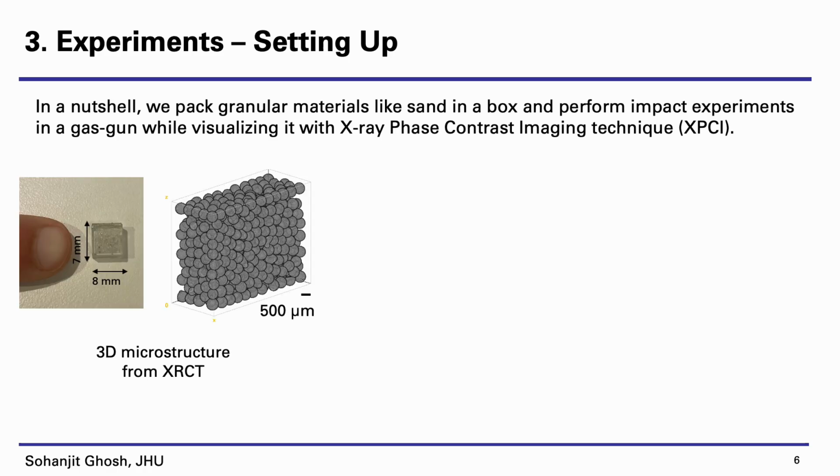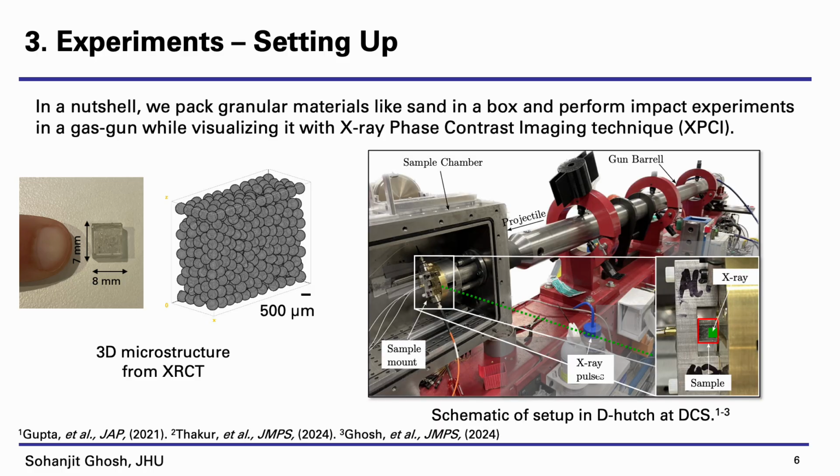So in a nutshell, what we do is we pack our granular materials in a box. We have a polymer box where we fill sand grains, for example, and then the first, very important step is CT scanning it so that we know exactly where each grain is, what their shapes are, and the granular assembly. And then we take it over to DCS where we put the sample in the gas gun, we align the cameras, and finally there's a projectile that comes and hits our sample at our specified impact velocity, typically on the order of 1 to 2 kilometers per second, and then we are able to also get X-ray imaging at the same time.